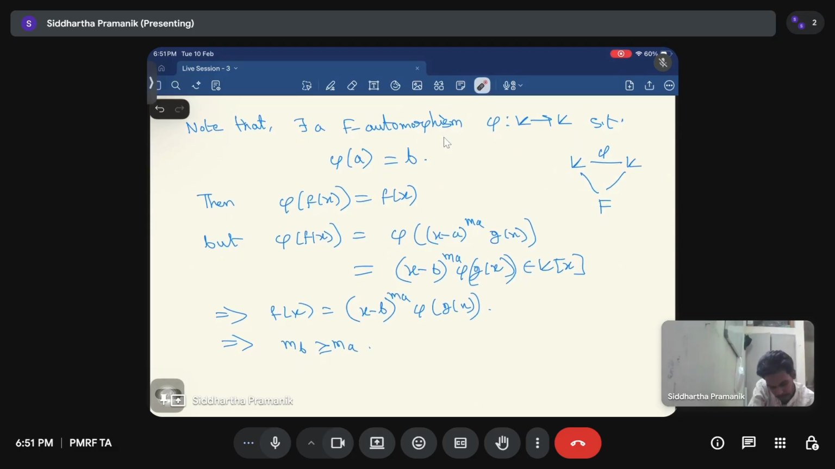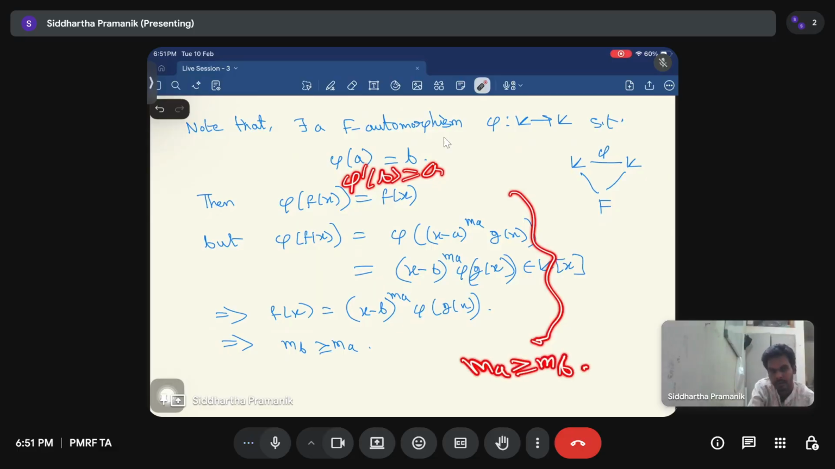So from this we are getting m_b is greater than or equal to m_a. Now if we interchange the role of a and b, we will get another homomorphism phi prime which sends b to a, and repeating the same argument we will get m_a is greater than or equal to m_b. So from that we will get the equality. So let's write down that.